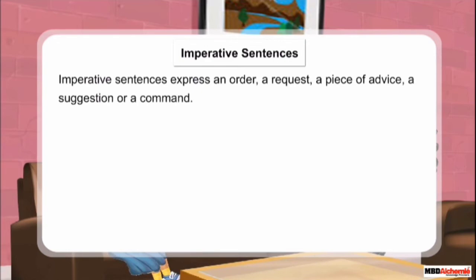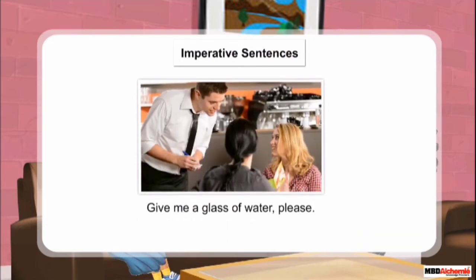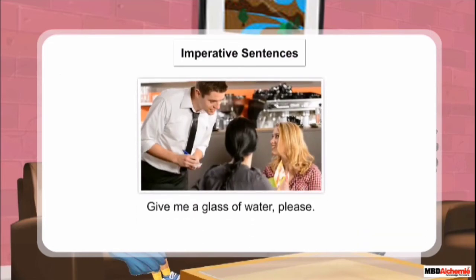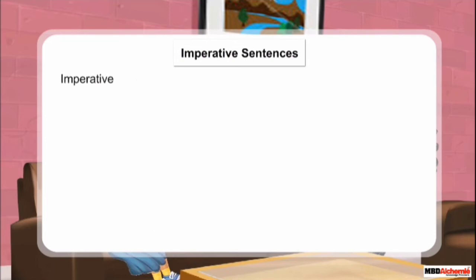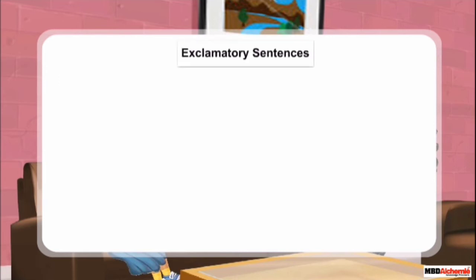Read this sentence. Give me a glass of water, please. Did you notice that this sentence begins with a verb? Imperative sentences usually start with a verb and the subject, you, is understood. Let's now learn about exclamatory sentences.